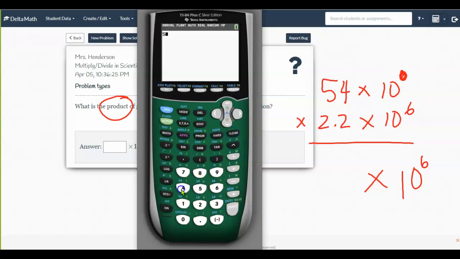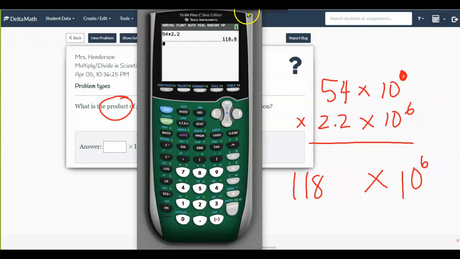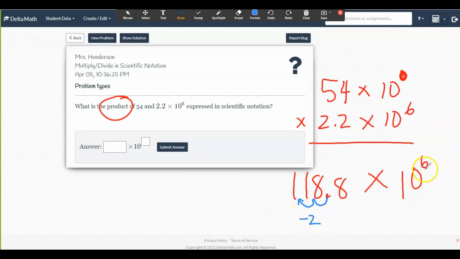54 times 2.2. Again, if your coefficient is larger than 10, you're going to need to do some fixing. I think it was 118.8. Now let's see, how many places does this have to move? This has to move 2 places smaller. So that means this one has to move 2 places bigger, right? They have to be opposites.